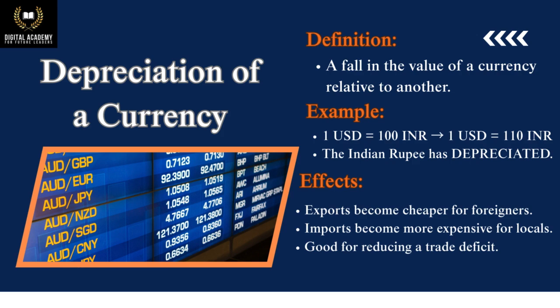Depreciation of a currency. Definition: a fall in the value of a currency relative to another. Example: 1 USD is equal to 100 INR, then 1 USD is equal to 110 INR. The Indian rupee has depreciated. Effects: exports become cheaper for foreigners, imports become more expensive for locals. Good for reducing a trade deficit.